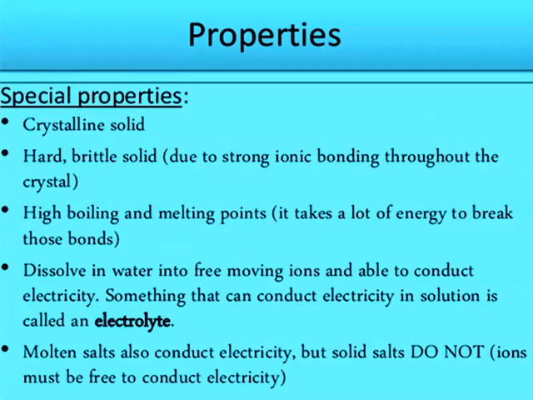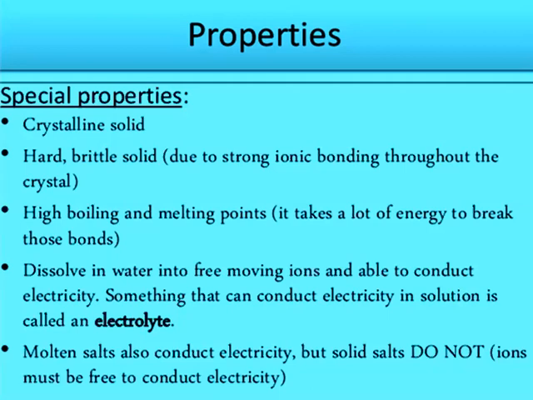The salts dissolve in water into free moving ions and are able to conduct electricity. Something that conducts electricity in solution is called an electrolyte. Molten salts also conduct electricity, but solid salts do not. Ions must be free to conduct electricity, and in the solid state, these salts do not have free ions.